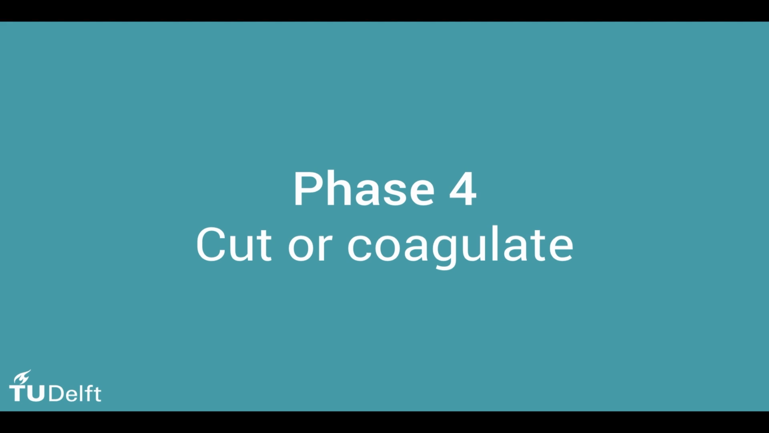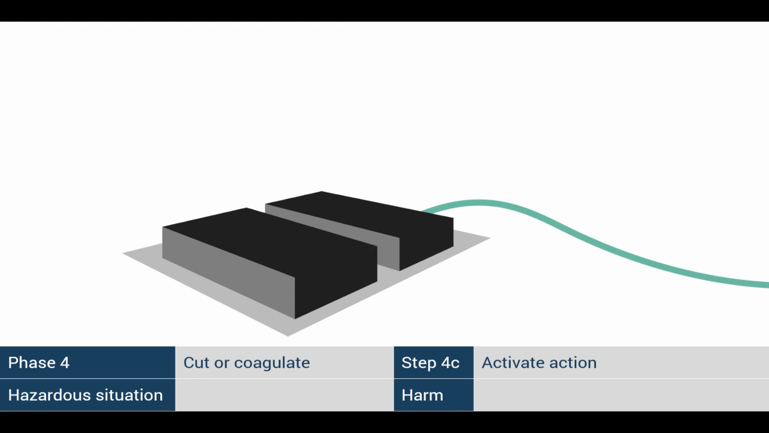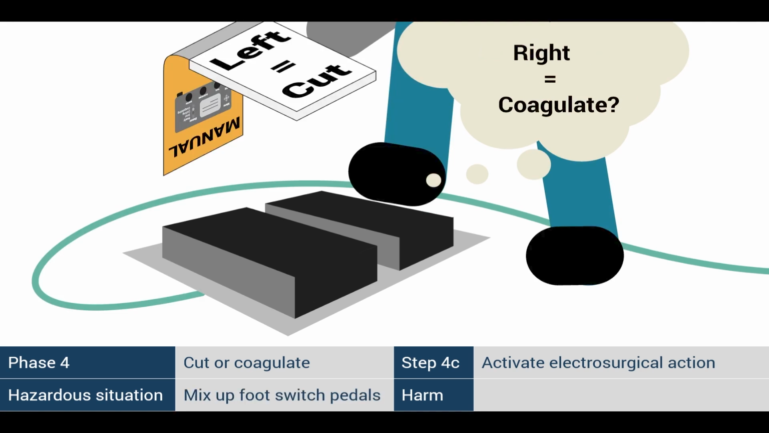In phase 4, if the scissors have been properly positioned and put in place to perform some coagulated cutting, step 4c, the actual surgical action, may go wrong with the current device. Because the foot switch pedals have the same color and are unlabeled in the current device, proper use entirely depends on whether the user remembers the instructions and has the switch in front of them properly.